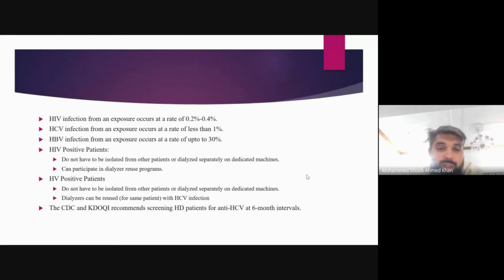So the KDOQI recommends screening anti-HCV, HIV, HBsAg once in 6 months, but in most centers in India, it's done once in 3 months.